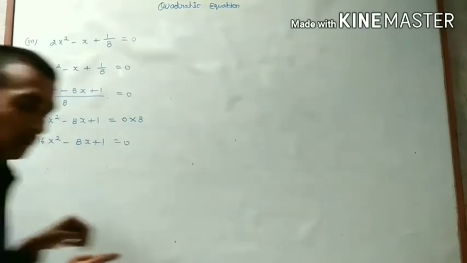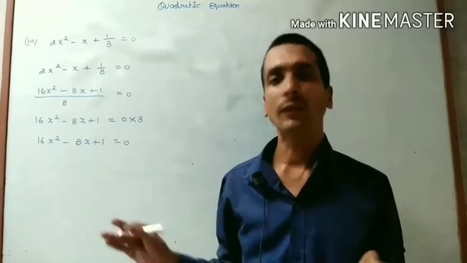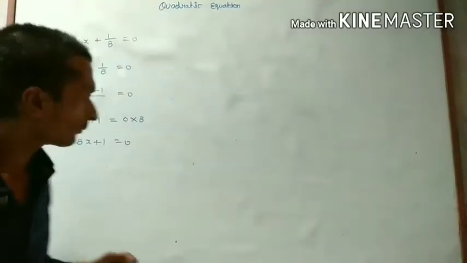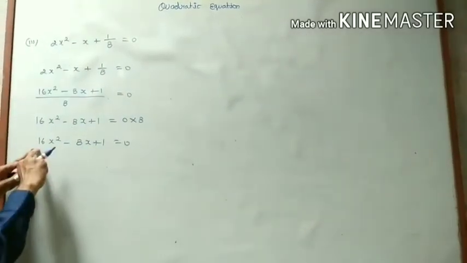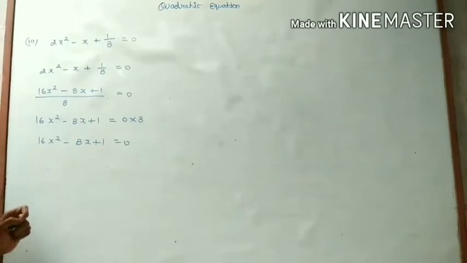Then after we have to find the two roots. We have to find the two values of x. How? See this one. 16 1 जा 16. 16 in which table come? 16 आएगा आपका 4 4 जा 16. 4 + 4 is 8.